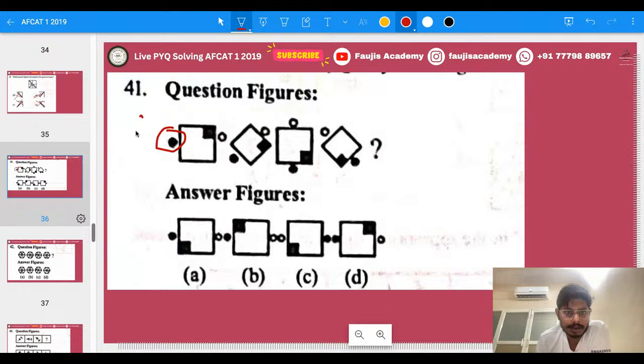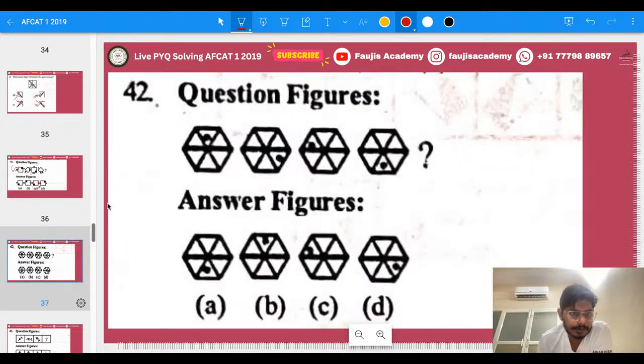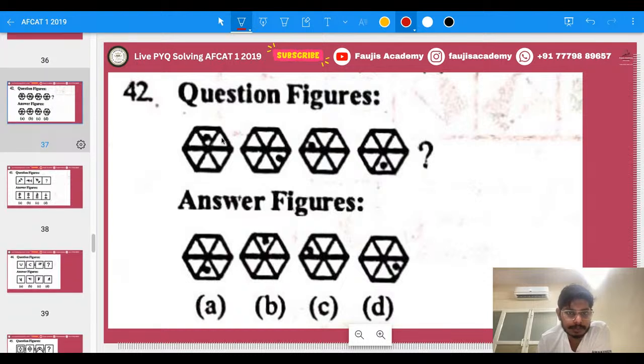Okay, this is moving anti-clockwise 45 degrees, 45 degrees, 45 degrees. So now we will have which one? This black portion will be here and this khali portion will be here, isn't it? So which one will we go ahead with? C. Yes, that's correct. This one 42.